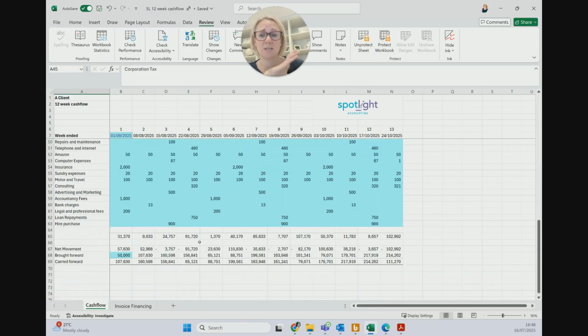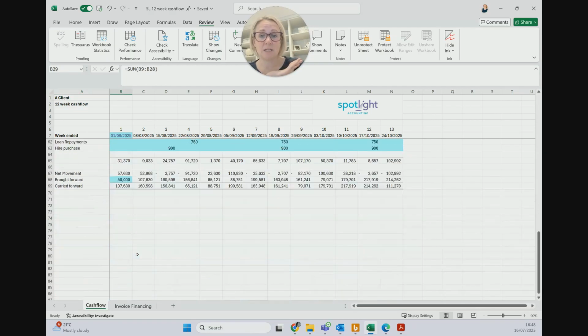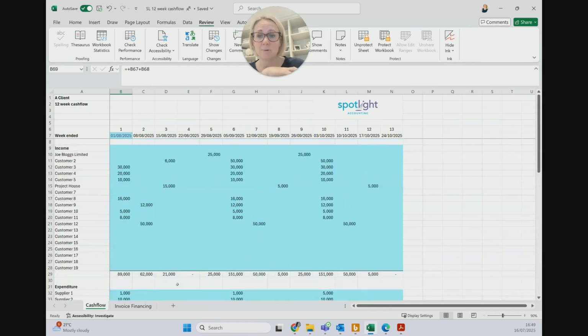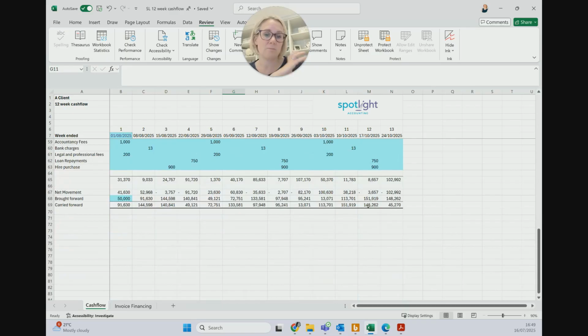So the beauty of this forecast is, first week in August, you've got £89,000 coming in and £31,000 going out. So the balance at the end of the week is £107,630. So you can see where your bank account's going to be. And you can model the impact of things. So for example, if customer 8 didn't pay the £16,000 and you didn't get the £50,000 on the 5th of September because something went wrong, have you still got enough money to go through?